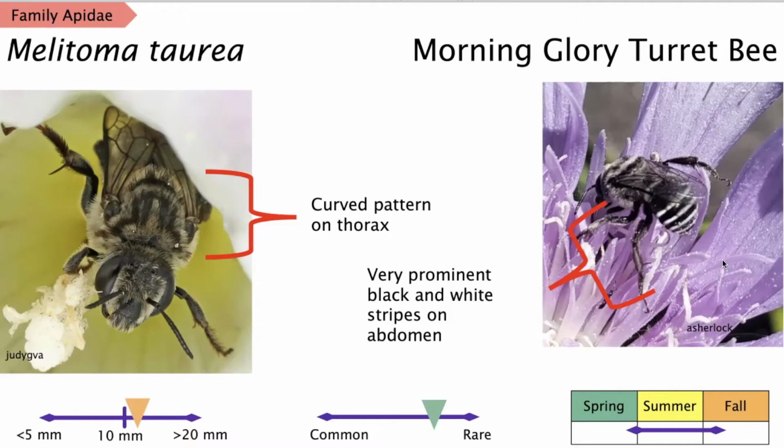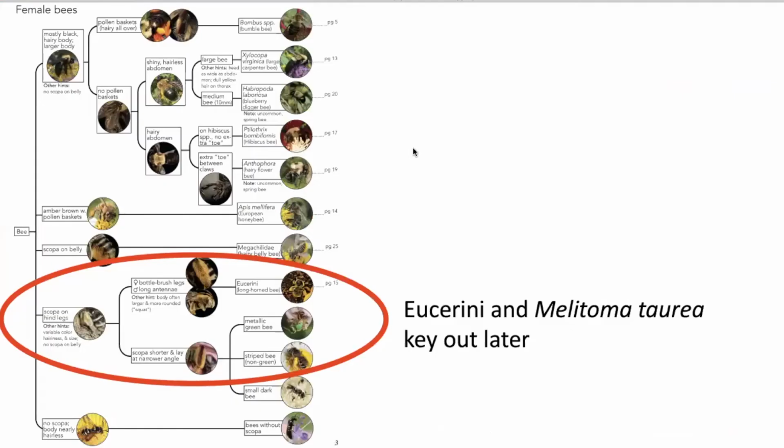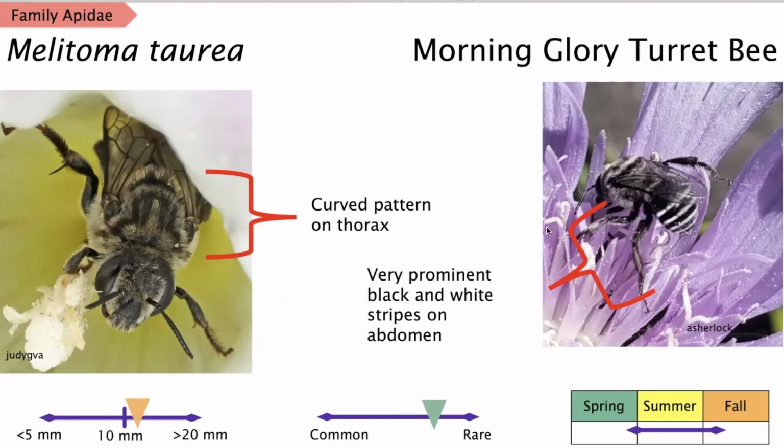But yeah, I will explain where these are in the key in a second. So I just wanted to mention these two just because they kind of go with the large Apidae, but this key is kind of based on family, but it's not just on family. So what's happening is that Eucerini keys out down here. And Melitoma taurea, we're finishing up these keys, is going to key out with these striped bees here because it does have those very prominent stripes on the abdomen.